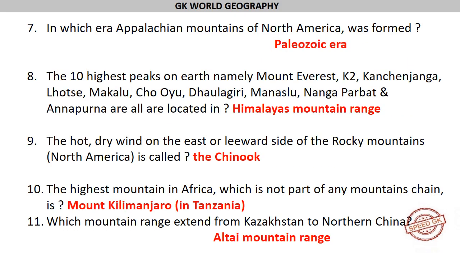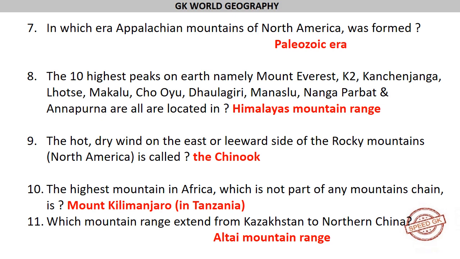In which era were the Appalachian Mountains of North America formed? Paleozoic era. The 10 highest peaks on Earth, namely Mount Everest, K2, Kanchenjunga, Lhotse, Makalu, Cho Oyu, Dhaulagiri, Manaslu, Nanga Parbat, Annapurna, are located in the Himalayas mountain range. The hot, dry wind on the east or leeward side of the Rocky Mountains, North America, is called the Chinook. The highest mountain in Africa, which is not part of any mountain chain, is Mount Kilimanjaro in Tanzania.